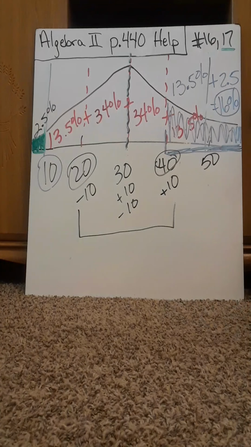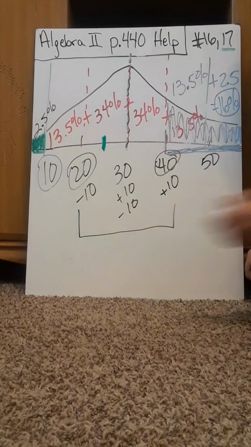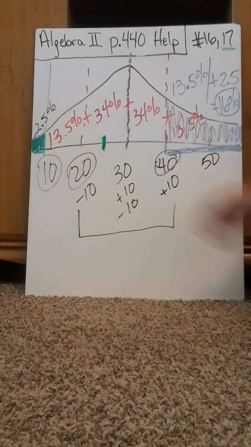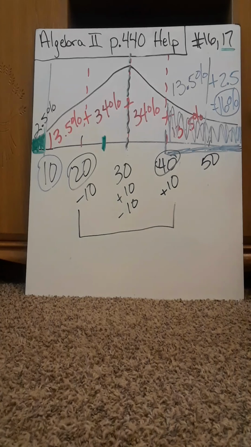Part C, Jeffrey studied 25 minutes last night. What percent of the students studied fewer minutes than Jeffrey? Round to the nearest hundredth. Okay, so we need to figure out where Jeffrey is in this mix. If he studied 25 minutes, he's right here on the number line. He's in the first standard deviation below the mean.